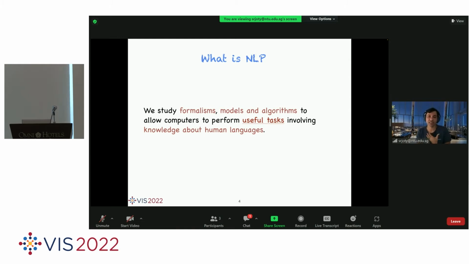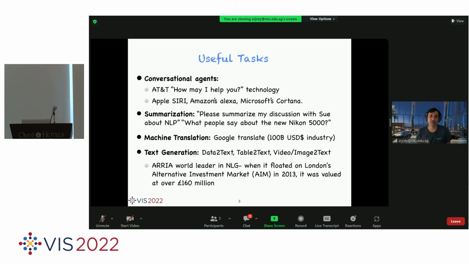Now let's see some examples of this kind of useful tasks. What tasks are we talking about here? It could be conversational agents like Apple Siri, Amazon's Alexa, or Microsoft's Cortana. And then it could be summarization. Let's say, please summarize my discussion with Sue about the NLP course, or what people say about the new Nikon 5000 model, and so on.